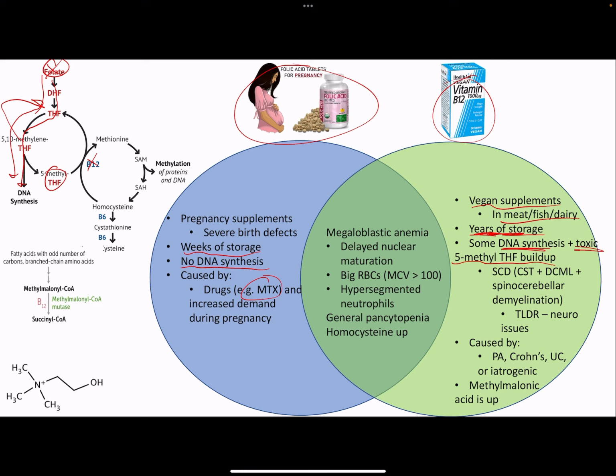Because oh God, it's so ugly here. But again, we're doing this. You still might make a little bit of 5-methyl, but you don't have any B12 to make methionine and regenerate the THF. So these are just going to accumulate, and that might damage myelin and whatnot, which is why you get something called subacute combined degeneration: corticospinal tract, dorsal column medial lemniscus, spinocerebellar.